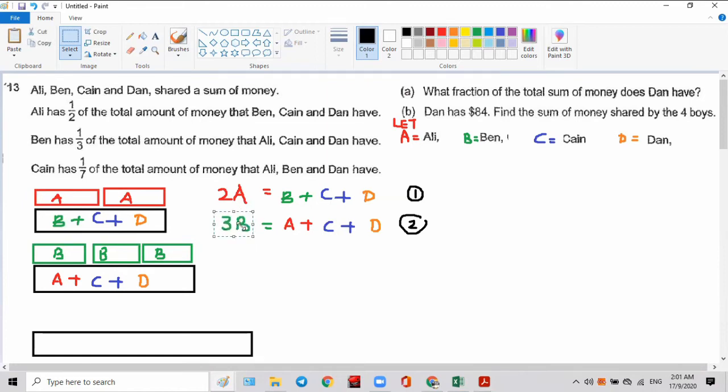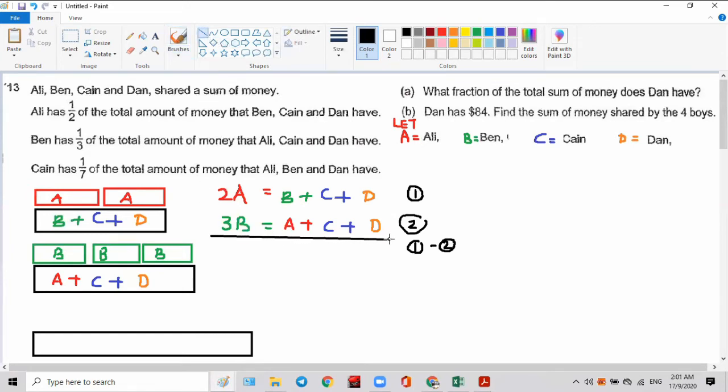Okay, so what we can do is we can take, for example, statement number 1. Let's do statement number 1 minus statement number 2 to get rid of the C and D. Okay, so let's see what we have when we do the minus.